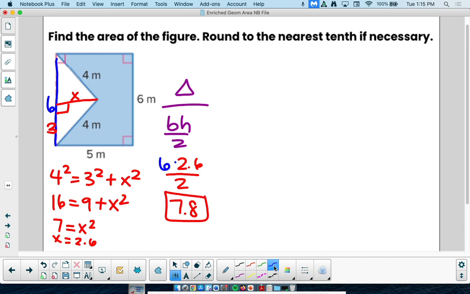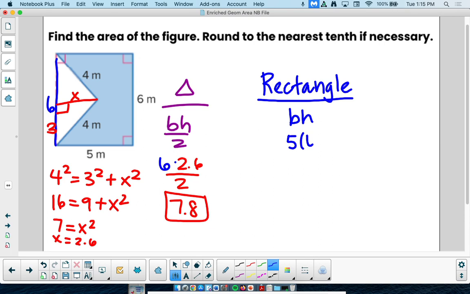Then you guys can get a rectangle, right? How do you guys find the area of a rectangle? Length times width. I'm going to say base times height. What would the base and height be? 5 and 6. So 5 times 6. 30.